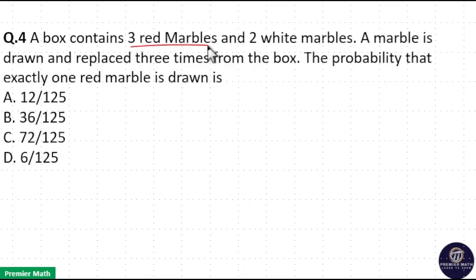A box contains 3 red marbles and 2 white marbles. A marble is drawn and replaced 3 times from the box. The probability that exactly 1 red marble is drawn is... Here, this is a replacement question.